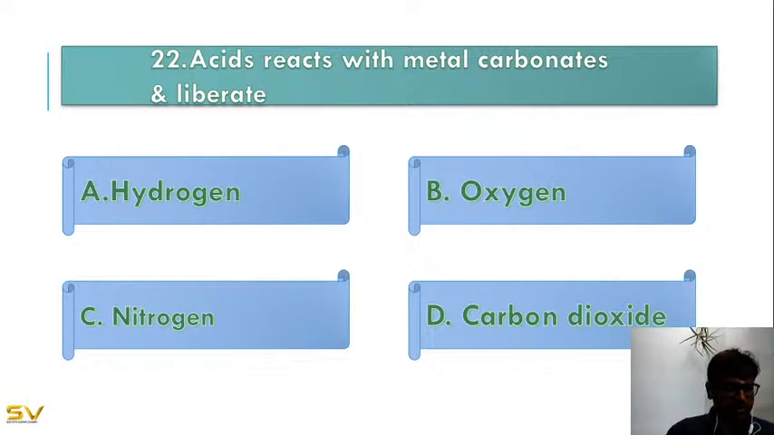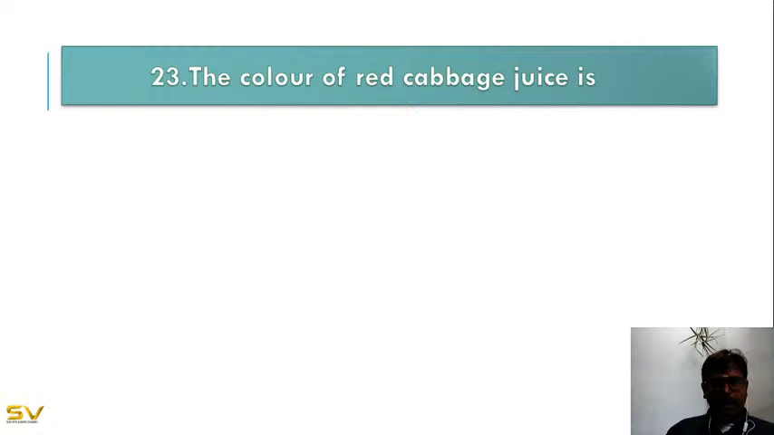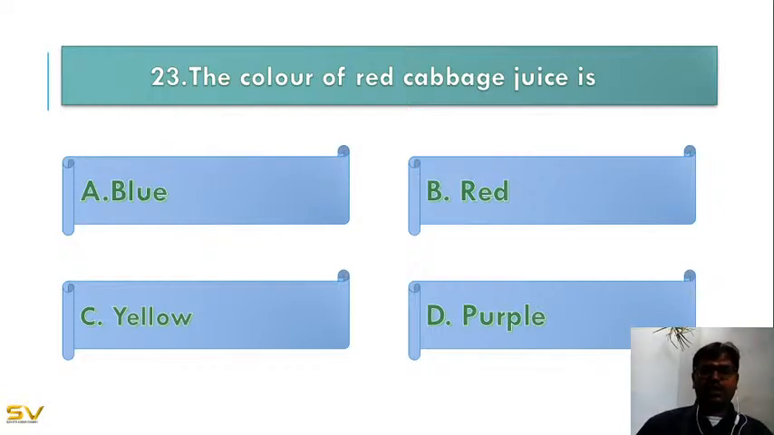So I'm very happy that without seeing the options, you are typing it. Yes. Now it's the color of red cabbage juice. As we discussed, red cabbage is a natural indicator. We just attempted a question also regarding the red cabbage. So what is the color of red cabbage juice? Is it blue? Is it red? Is it yellow? Or is it purple?